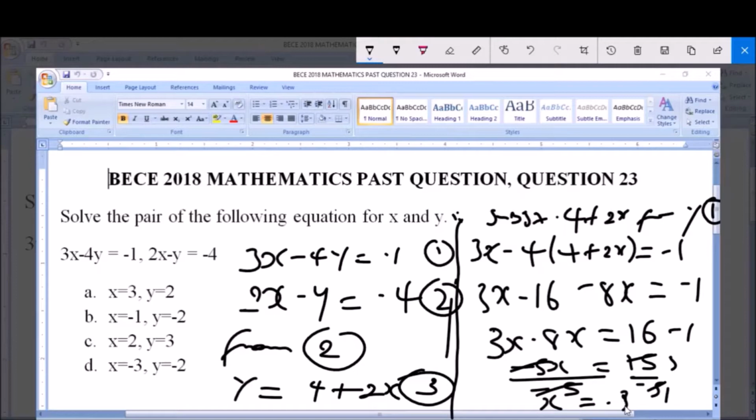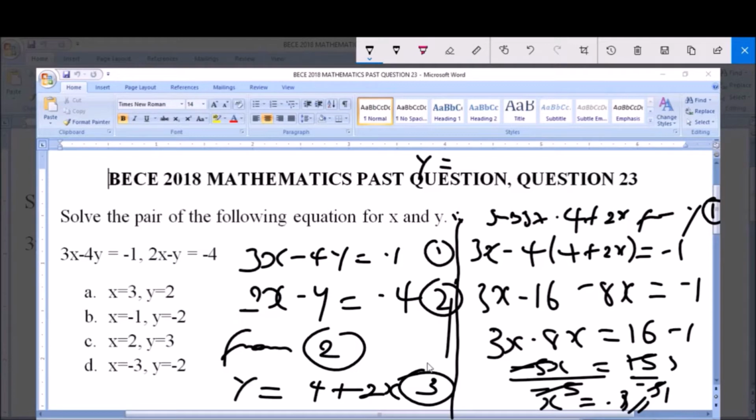Now we've gotten our x, and that's how we say this is a simultaneous equation, because finding x simply means you've gotten y. Now how? We've gotten x to be minus 3. Simply, from equation 3, we can find our y. y is equal to 4 plus 2x. That is 4 plus 2 times x, and x is minus 3. So therefore, we can say y is equal to what? That's from equation 3 now.